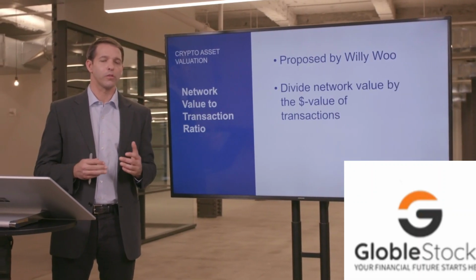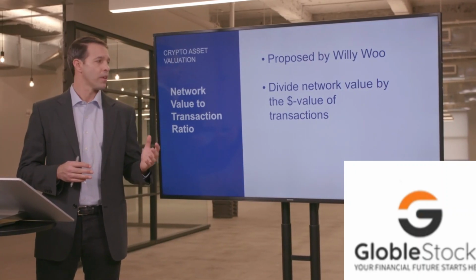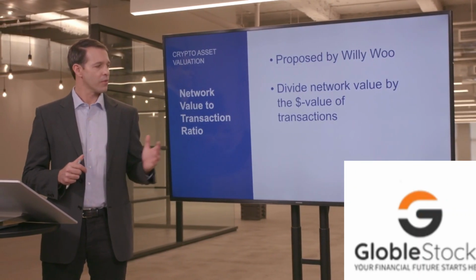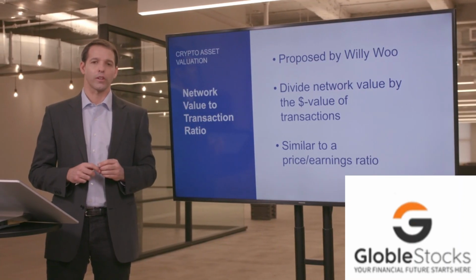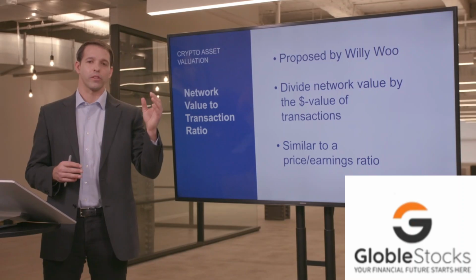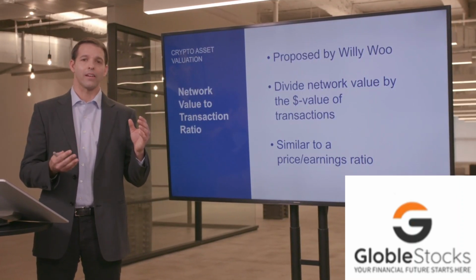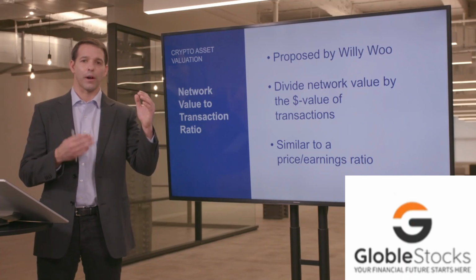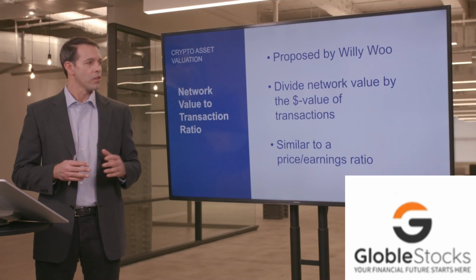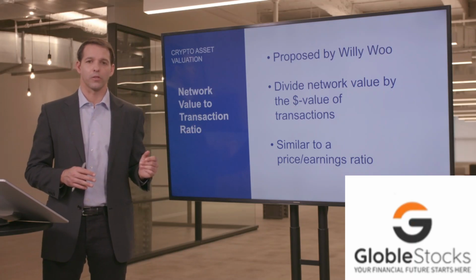Basically, what you do is you take the network value of a specific protocol and you divide it by the dollar value of the transactions. You can think of this like a price-earnings ratio. In the stock market, you might have a stock, let's say Apple, that's priced at $200 a share, and you have earnings of Apple at $10 a share. So you would divide 200 by 10, and you get a price-earnings ratio of 20. You can do a similar metric with the network value to transaction ratio in the cryptocurrency space.